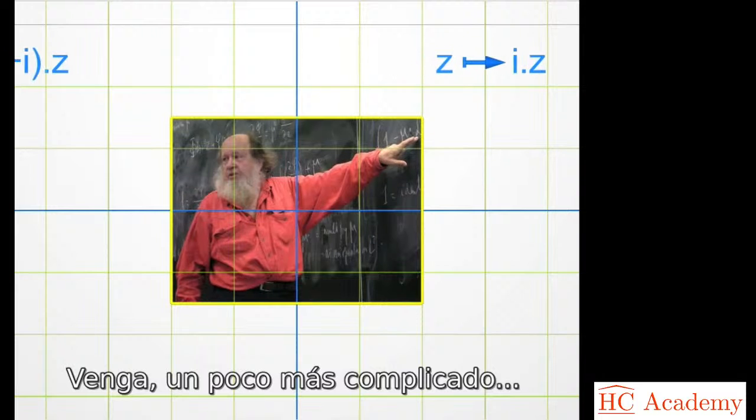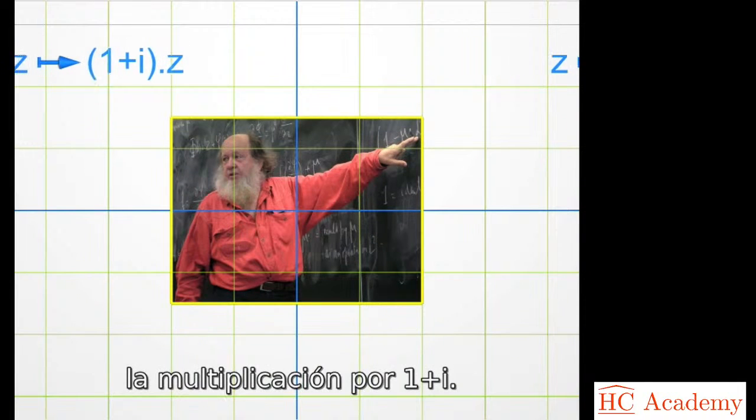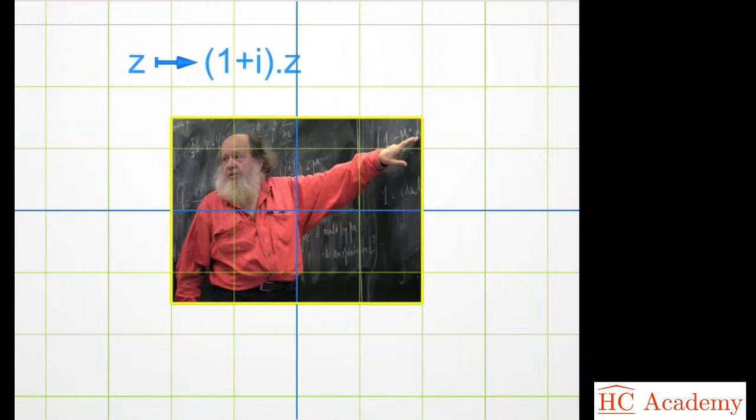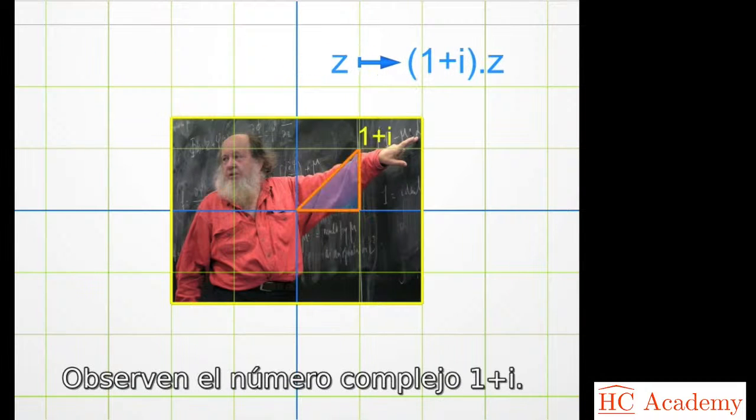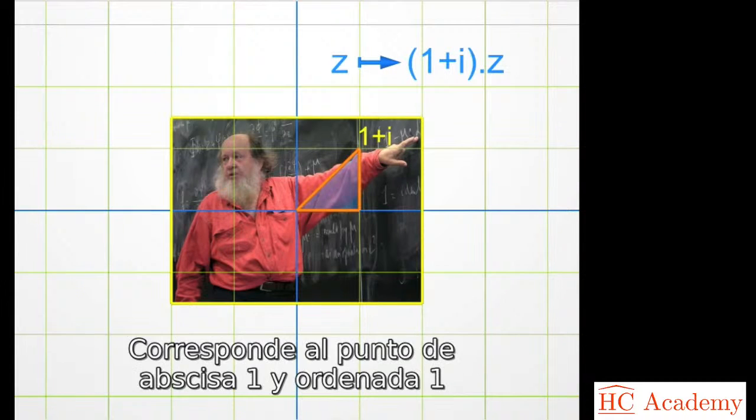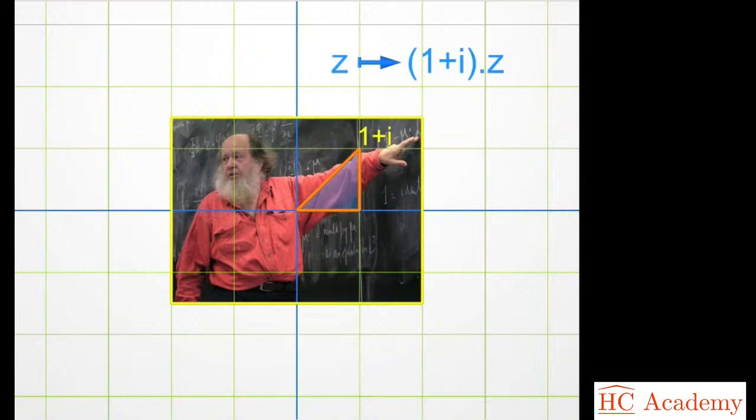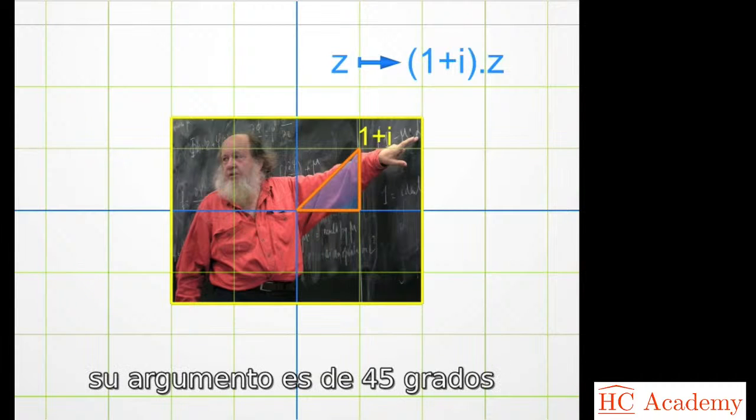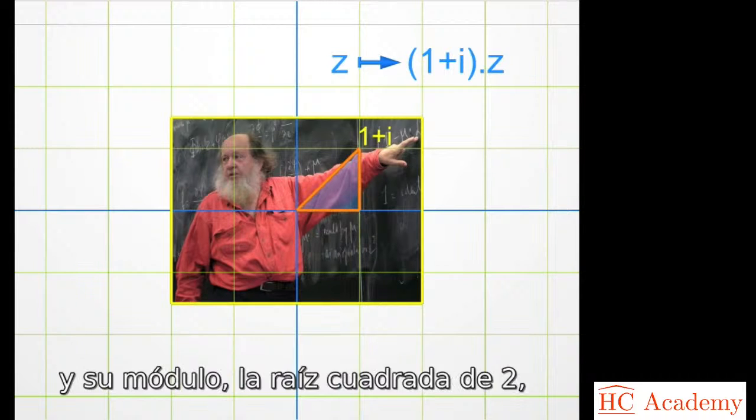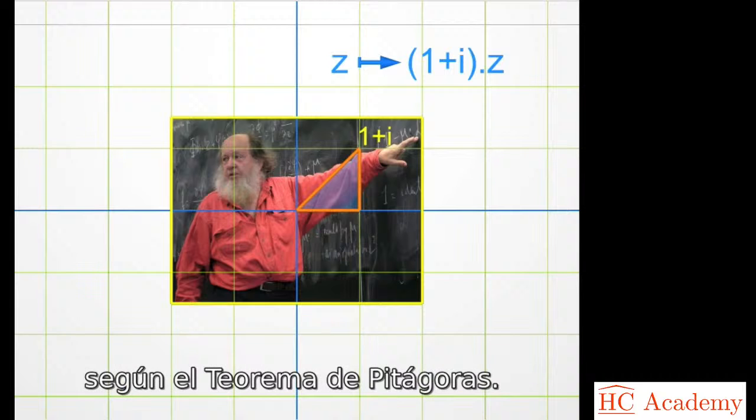Well, a bit more complicated. Multiplication by 1 plus i. Look at the complex number 1 plus i. It corresponds to the point with abscissa 1 and ordinate 1. Its argument is 45 degrees and its modulus is the square root of 2, using Pythagoras' theorem.